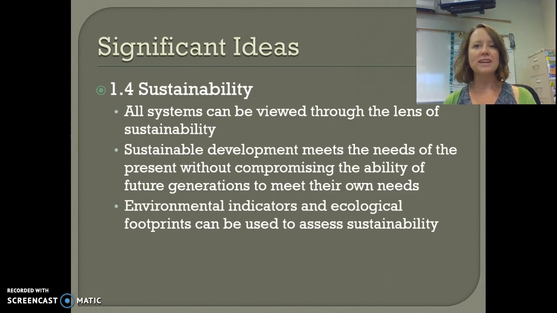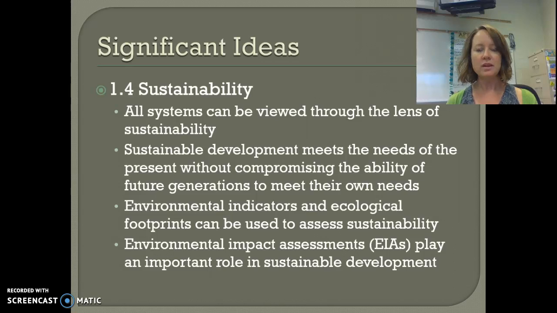And there are environmental indicators that we can use to make sure we are living sustainably. And we will talk about ecological footprints and discuss the results that you got from your ecological footprint calculator to see if we are in fact living sustainably. We will look at environmental impact assessments and how they are used to make sure that our development is sustainable as well.